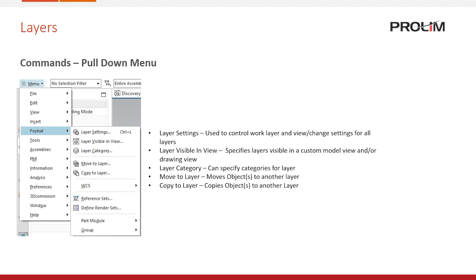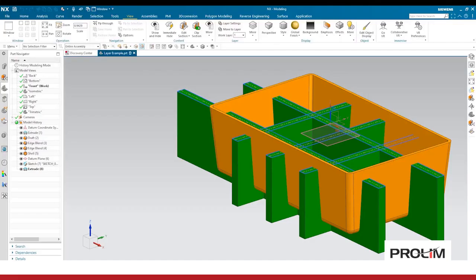Move to layer, again, same as the command on the ribbon bar. And then we have copy to layer, which is the same thing as move to layer, but instead of moving it, you're copying it. Now, moving into the live demonstration, I'm going to be showing you how you can use these layer settings inside of your actual models. So, like I said before, I'm going to go through each of the individual commands in a demo setting to kind of introduce you to all of them.